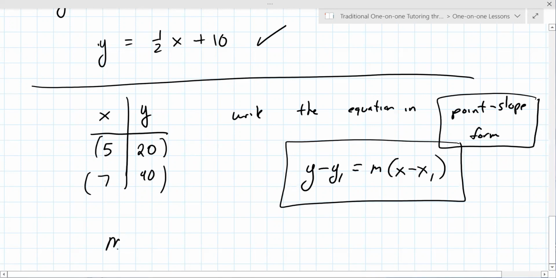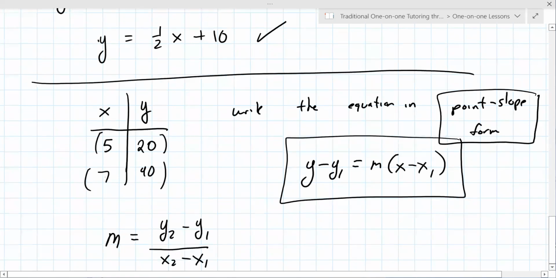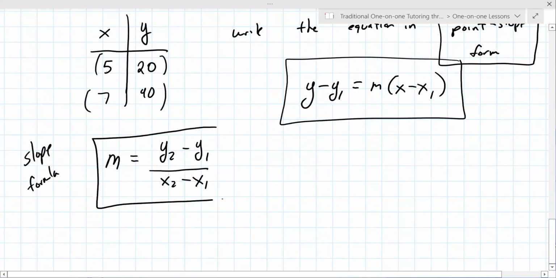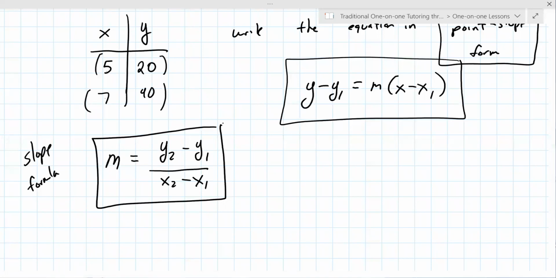To find the slope, you want to use the slope formula. So this is yet another thing that you may want to write down. That's the last one, the slope formula. Okay, got that done.